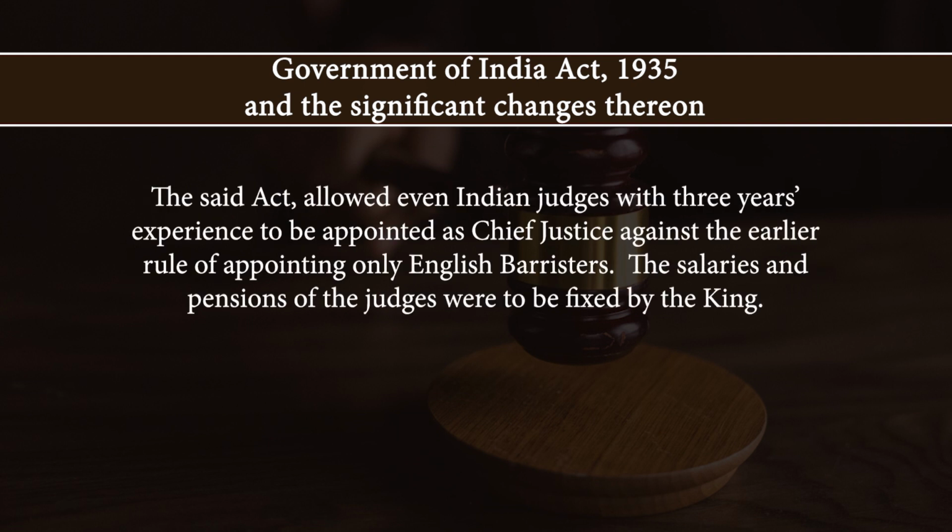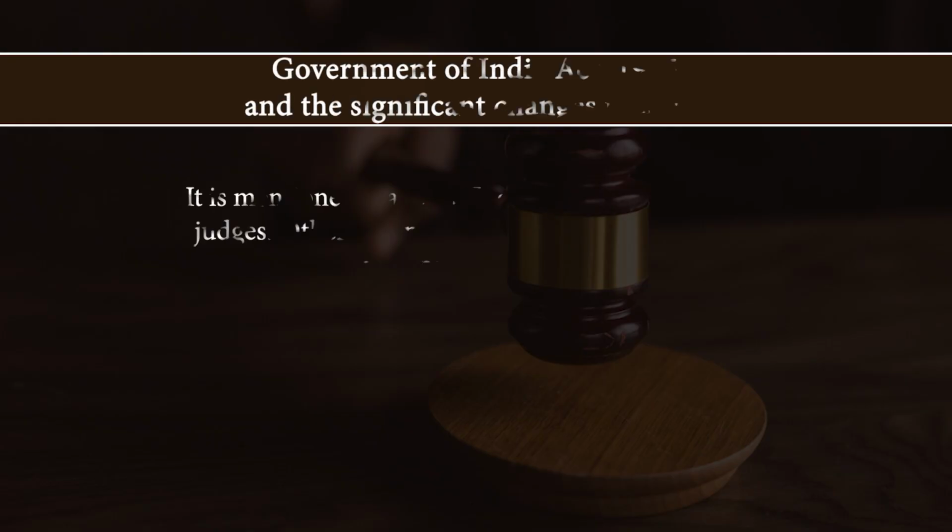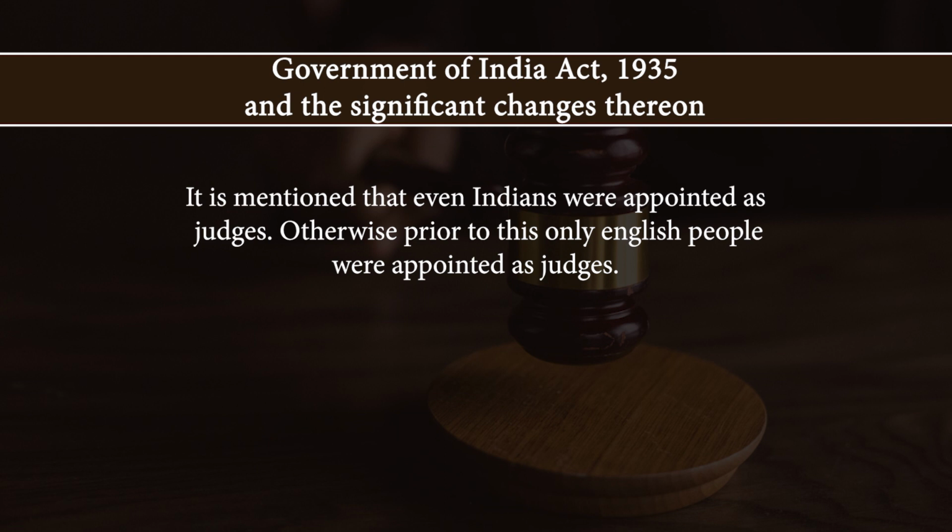The said Act allowed even Indian judges with 3 years experience to be appointed as Chief Justice against the earlier rule of appointing only English barristers. The salaries and pensions of the judges were fixed by the King. This particular part of this module is indeed important, because if you have realized, it is mentioned that even Indians were appointed as judges. Otherwise, prior to this, only English people were appointed as judges.